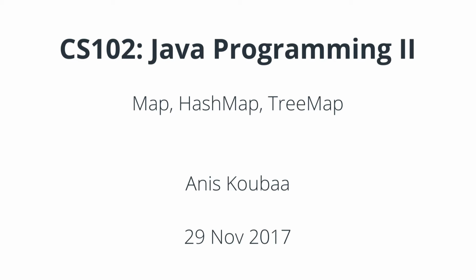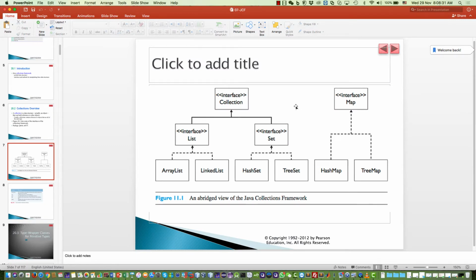Okay. So in this lecture, we are going to introduce the last structure in the Java collection framework in this course, which is the map. I remind you that we have already presented the different collections in the Java collection framework, starting from the interface Collection, which is extended by two interfaces, List and Set. List is for collections that allow storing duplicate values, and Set does not allow storing duplicate values.